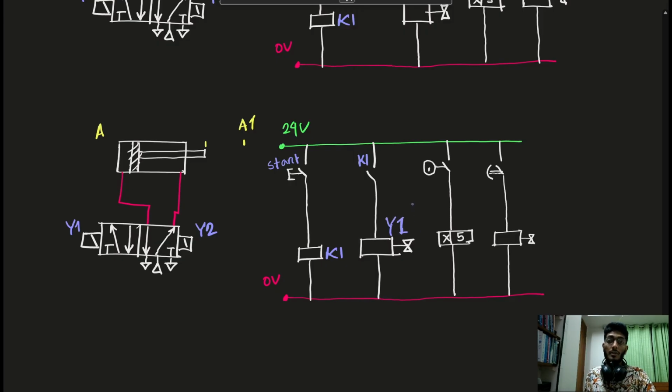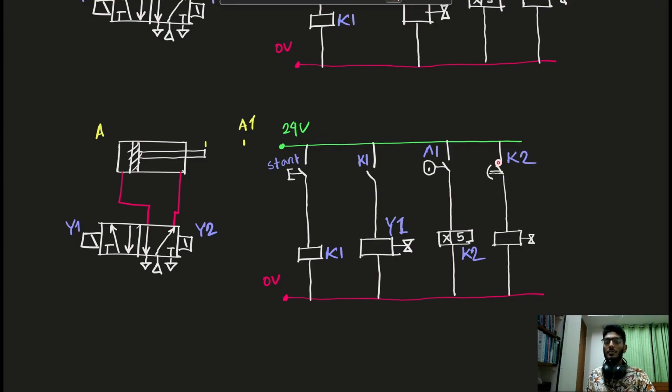And when Y1 solenoid energizes, the left side of this DCV actuates, and the cylinder will extend to A1 position. When A1 position is reached, it will be sensed by this limit switch, and for that this limit switch closes the contact. A current will flow here and energizes this timer relay. After that, 5 seconds later, it will trigger this make switch. So if this timer relay is K2, then it will trigger this make switch K2.